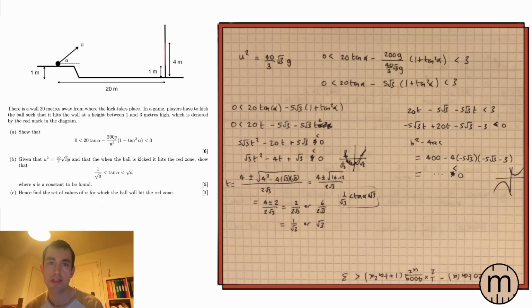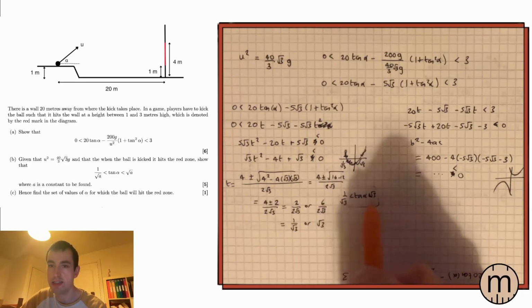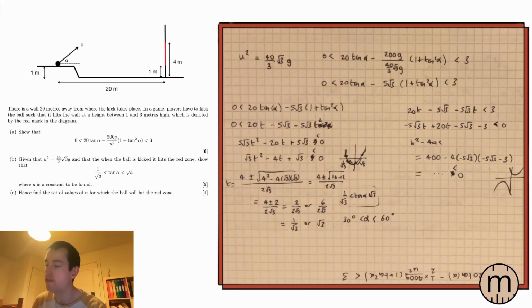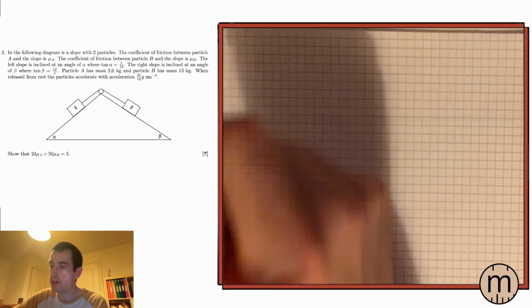And then the last mark. Hence find the set of values for alpha for which the ball hits the red zone. Well, hopefully you recognise these as exact trig values. This means that alpha will be between 30 and 60 degrees. Time for question 3? I think so.